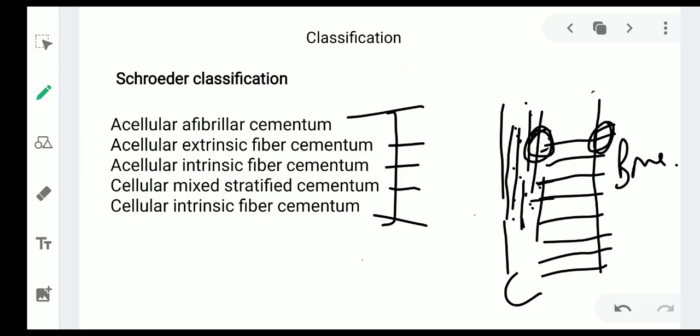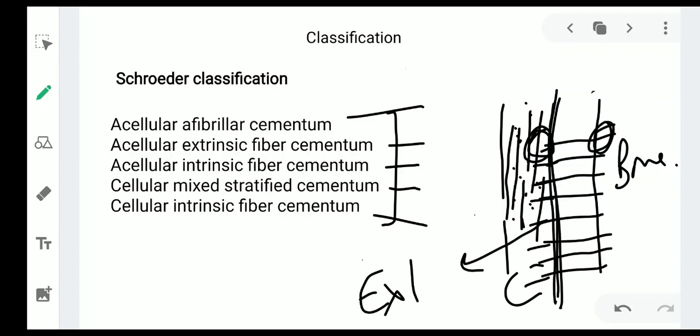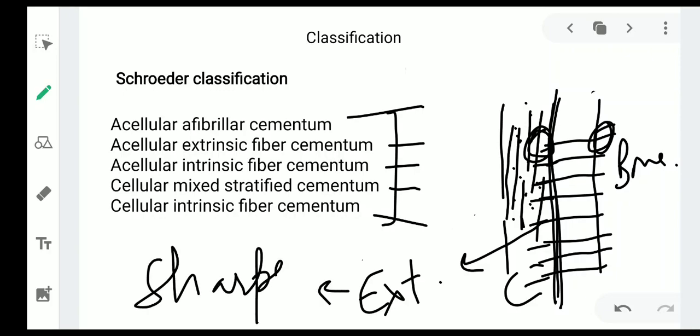So these get attached while the Cementum is not mineralized. That is when cementoid is formed, and then mineralization occurs and they get embedded within the Cementum. Now these fibers form the extrinsic fibers, and they are also known as Sharpey's fibers.